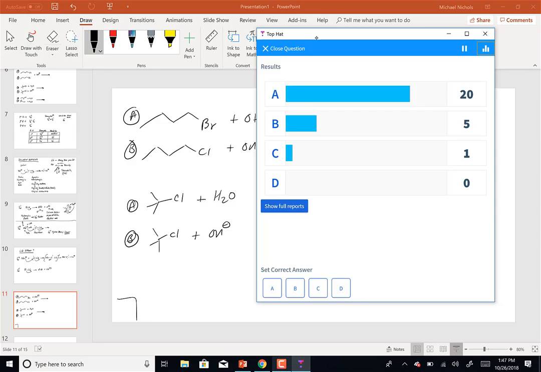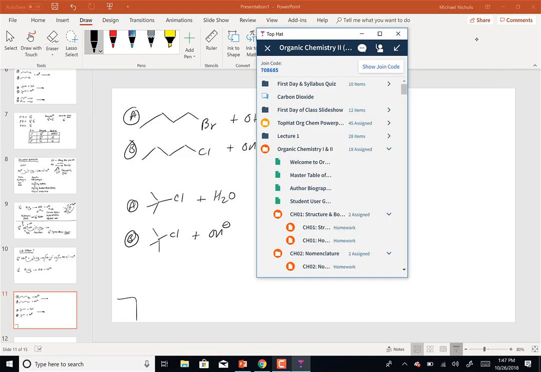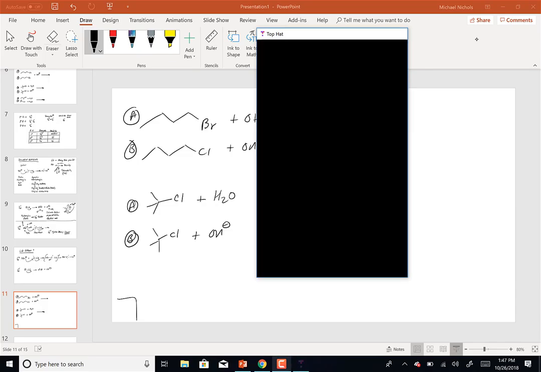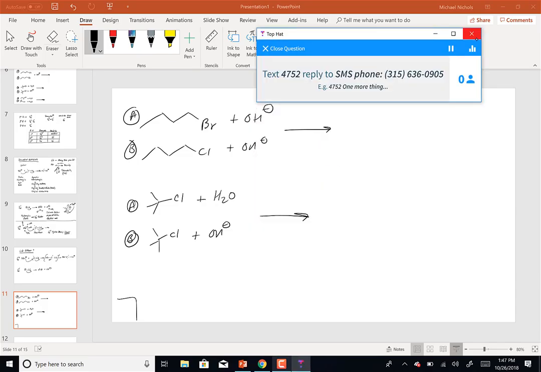All right, I got 20, say A. Okay, good. Maybe. Close the question. Second question. So for the second one that I did, which one is faster? Which one's faster, A or B, or their same rate, C?